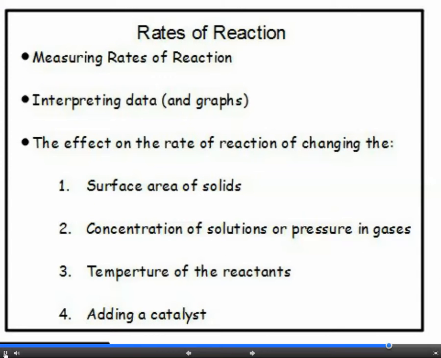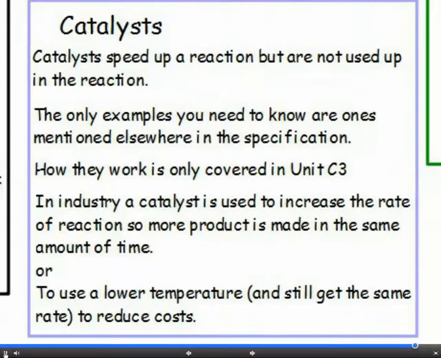Catalysts are very important in speeding up chemical reactions, but you don't need to know much about them for the C2 module. Catalysts speed up chemical reactions, but they aren't used up themselves. Some books say that they don't change or react, but this isn't quite true. They are unchanged at the end, though. Catalysts are often used in industry because they will be able to make more product in the same amount of time, or they might be used to get the same rate of reaction but at a lower temperature, and both of these will reduce costs.